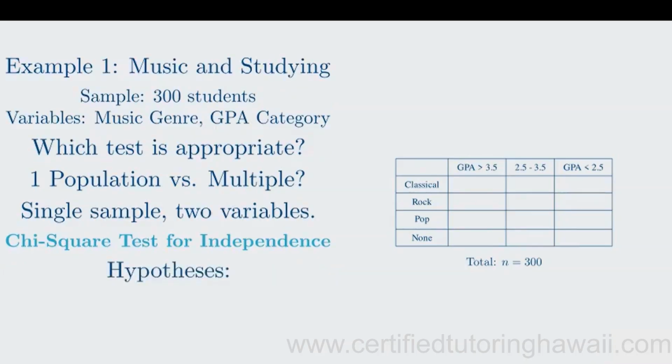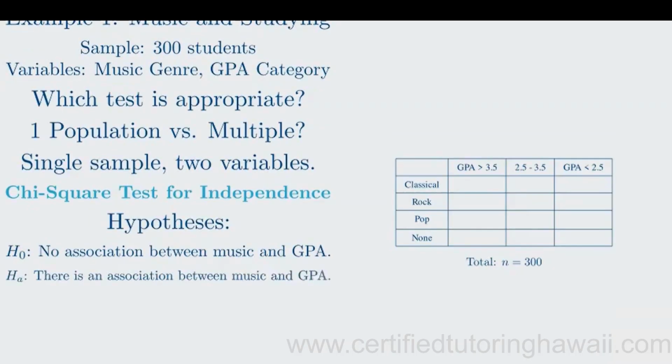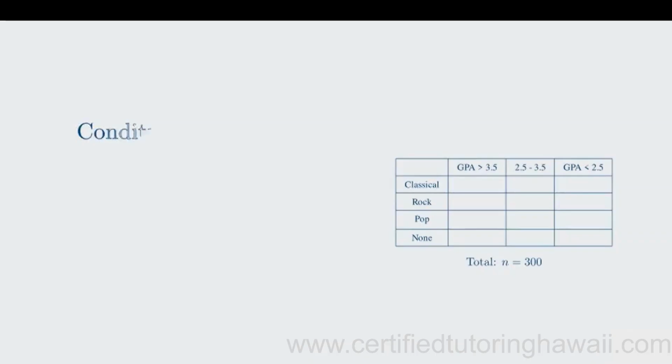Now, let's write the hypothesis in context. The null hypothesis, H0, states, there is no association between preferred music genre and GPA category for students at this university. The alternative hypothesis, HA, states, there is an association between preferred music genre and GPA category for students at this university.